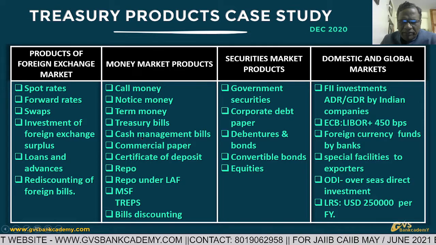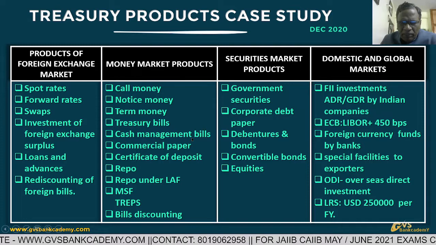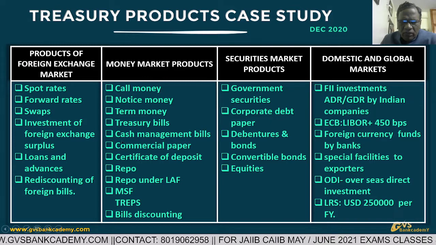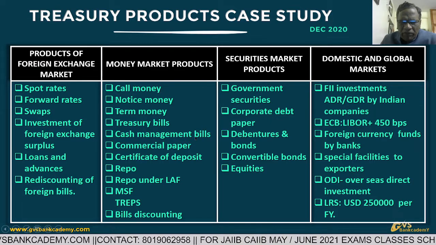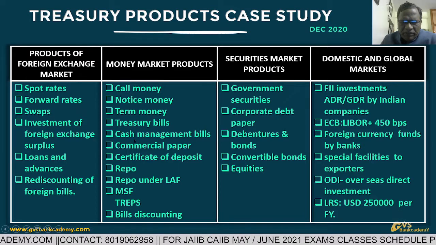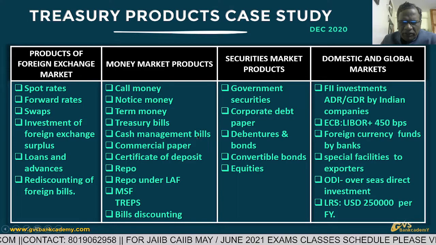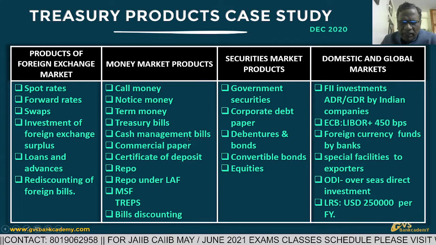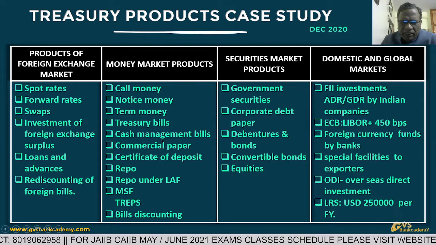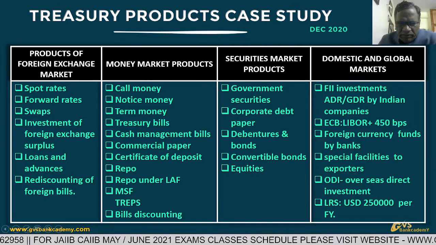Cash management bills. Government of India borrowing for up to 90 days is called cash management bills. Under cash management bills, RBI will issue for the Government of India to cover short-term mismatch of funds. The maximum period of issue is 90 days only. And the settlement cycle under cash management bills is T plus 1, trade day plus 1.